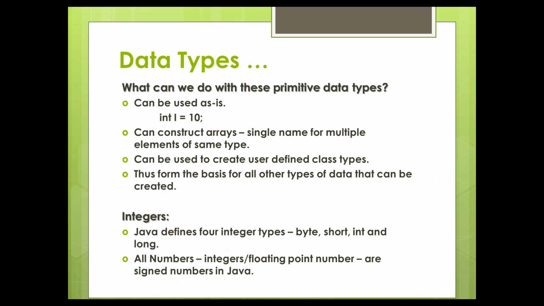Similar to that one, you can't create these primitive data types. That is why they are called primitive data types. So what can you do with these primitive data types? You can use them as is, as I have mentioned, int i is equal to 10. You can use it just like that.